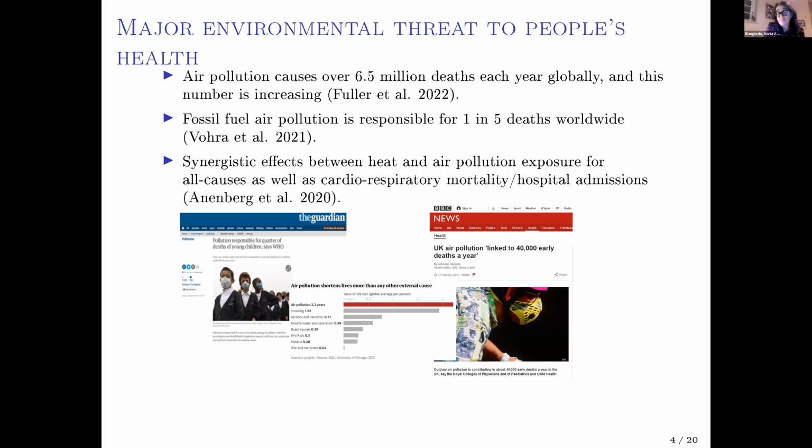Obviously, air pollution is bad for the environment, and it is bad for health as well. We have plenty of studies showing that there are deaths related to air pollution. A very new study from a colleague at Imperial found that about 6.5 million deaths each year in the world are due to air pollution. There is also a synergistic effect between heat and air pollution for all-cause mortality, but also for specific mortality and hospital admissions like cardiovascular and respiratory causes. And this obviously gets even more important considering that the climate is changing.